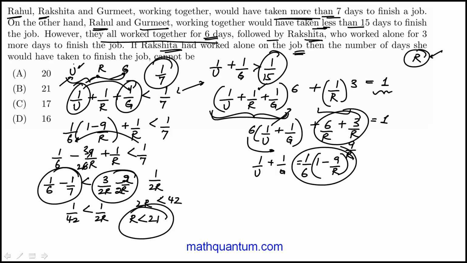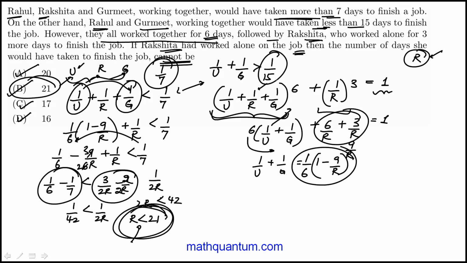The question, if I go back, is what cannot be R. So it has to be less than 21. So 20 works, 17, 16. Actually, we noticed that that one violates this condition. So it has to be B.